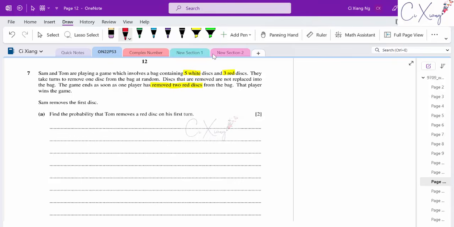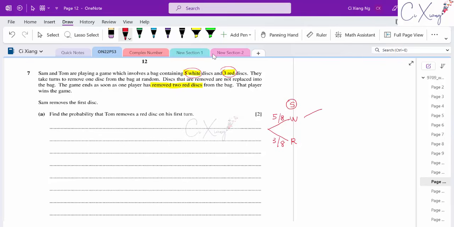tree diagram. First, I have the first person who takes out the disc. The first disc taken can be either white or red. The first disc is actually removed by Sam, so maybe I can put a note here: this is by Sam. Alright, so if you take out a white disc first, it will be 5 over 8, because originally you have 5 white and 3 red, so there are 8 discs in total. The number of white is 5, so the probability of getting white will be 5 over 8. Then for red it will be 3 over 8.